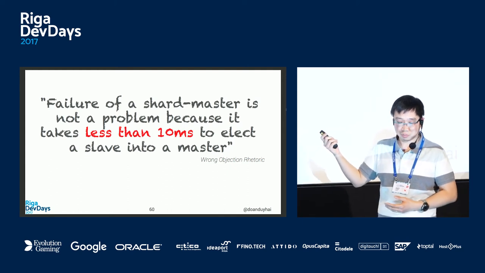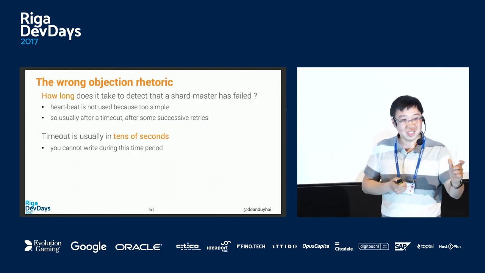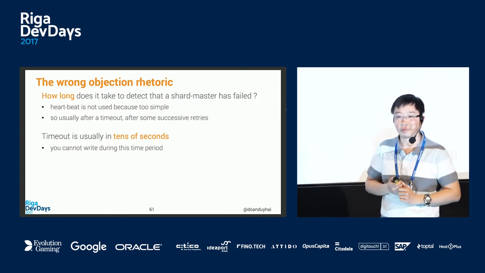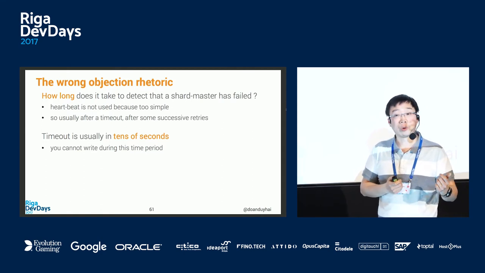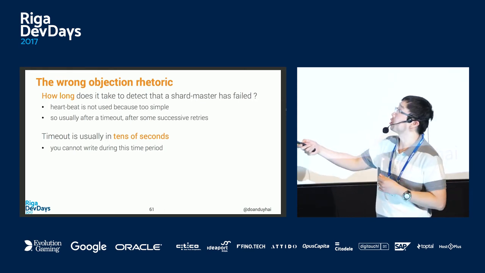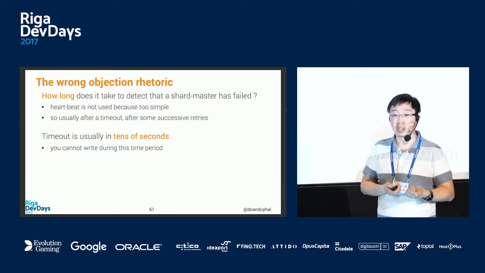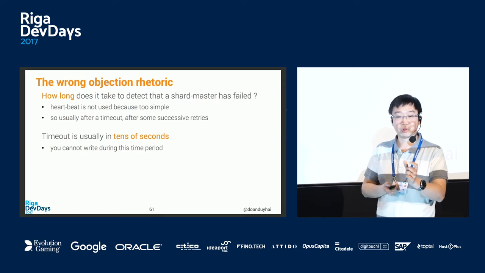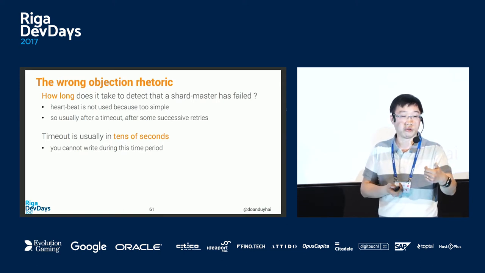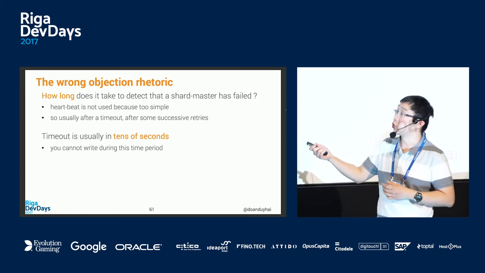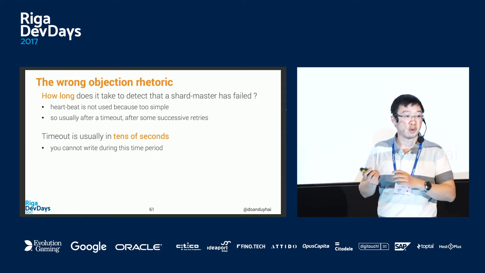The true question is, how long does it take to detect that the master of the shard is offline? Remember, when I talk about failure detection, it's not easy in a distributed system. If you use a simple heartbeat system, it's too simplistic. And if your master has a long GC pause, you declare it offline and you will elect a new master. No. If you are using heartbeat, you will spend your time electing masters everywhere.